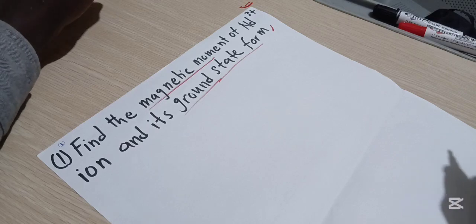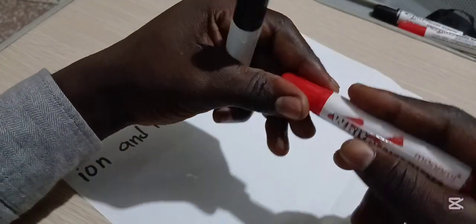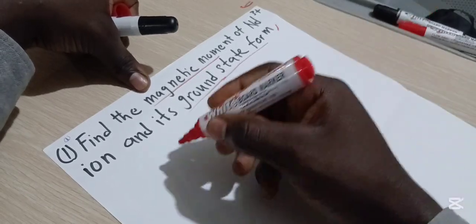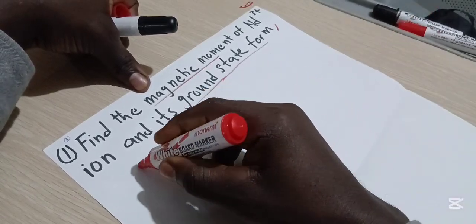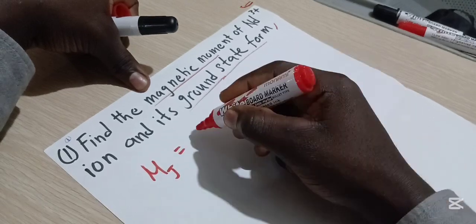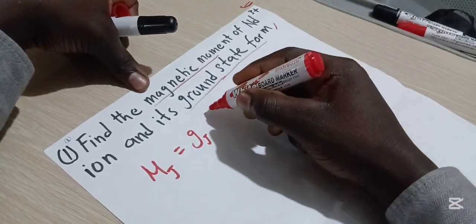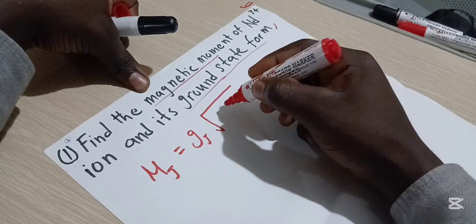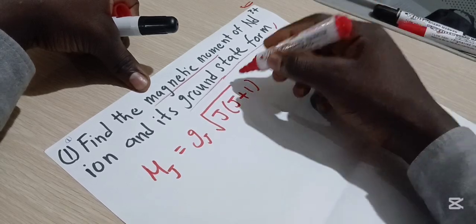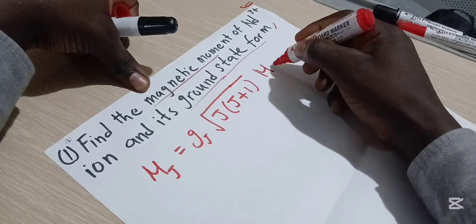Before we start, we need to know the magnetic moment formula, which is mu of the J state equals g of the J state times the root of J into bracket J plus 1, in Bohr magnetons.